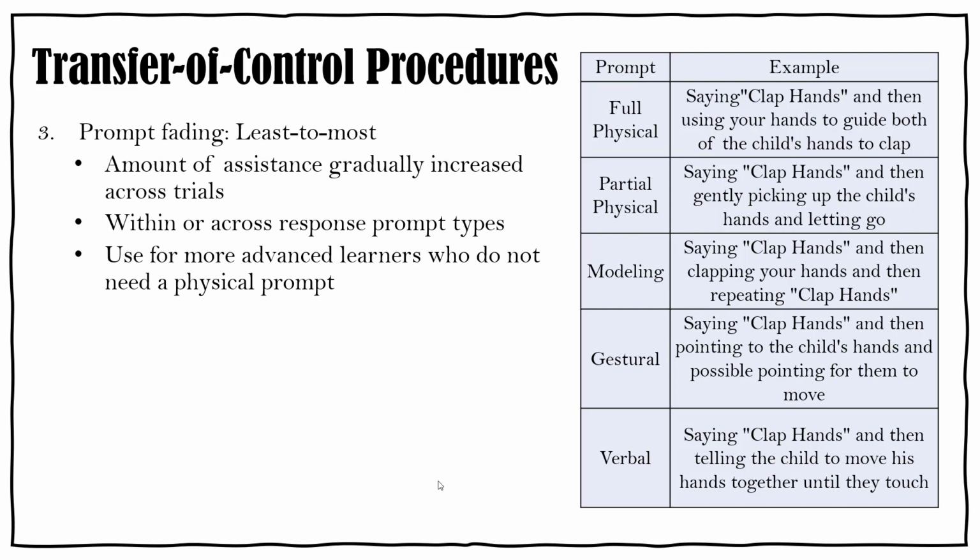The third strategy is what we call least to most prompting. This is when you start with the least amount of assistance, and you gradually increase it across trials if the learner needs it.